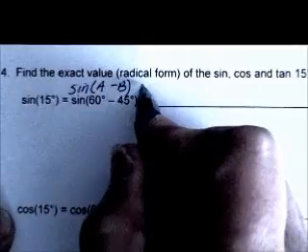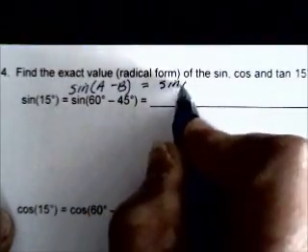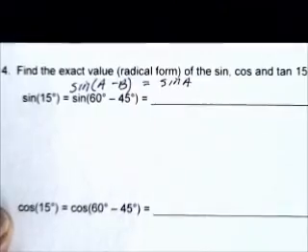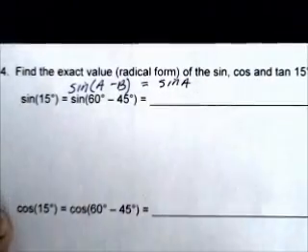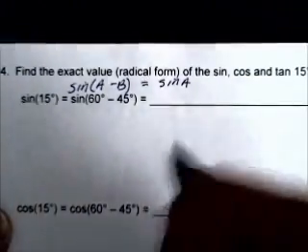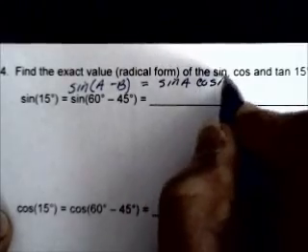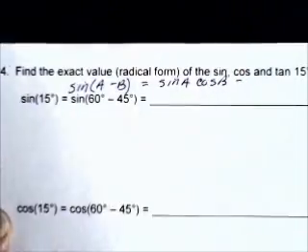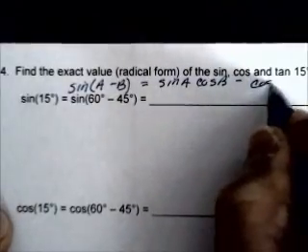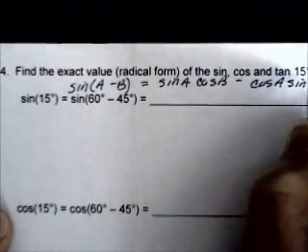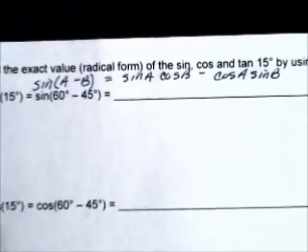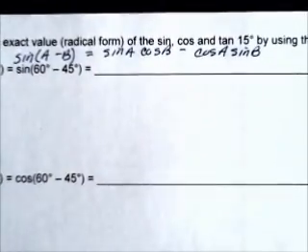This is going to equal sine a times cosine b minus cosine a times sine b. And now we'll simply replace a with 60 degrees and b with 45.